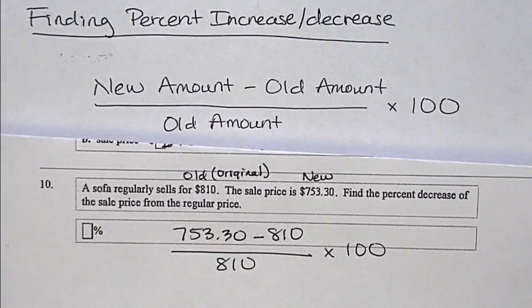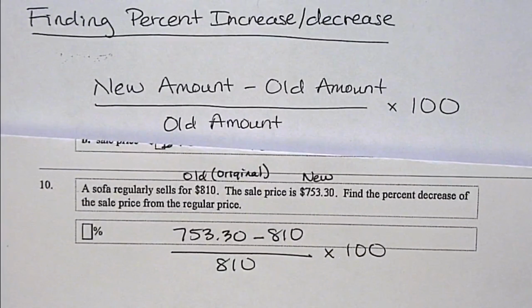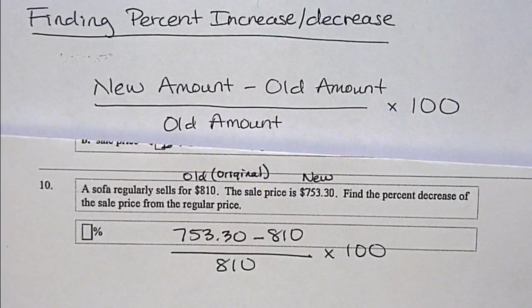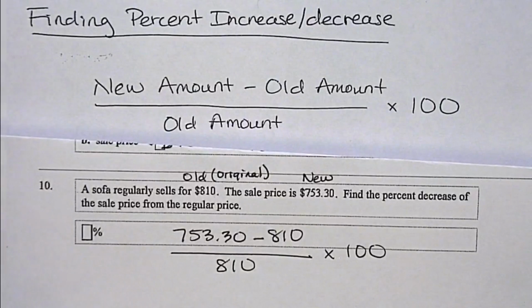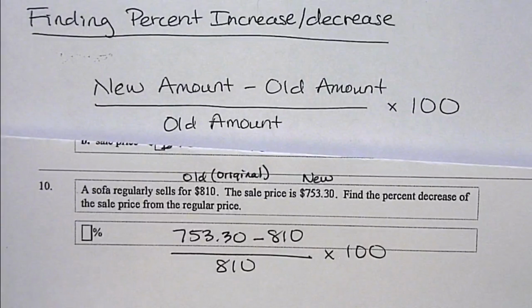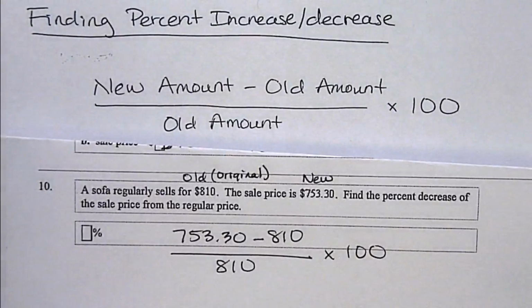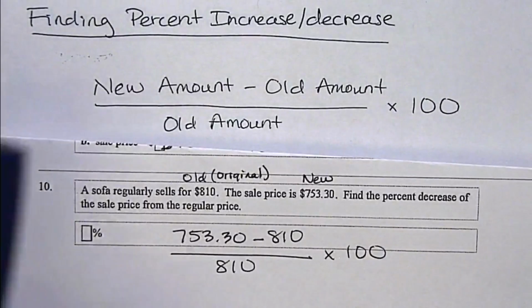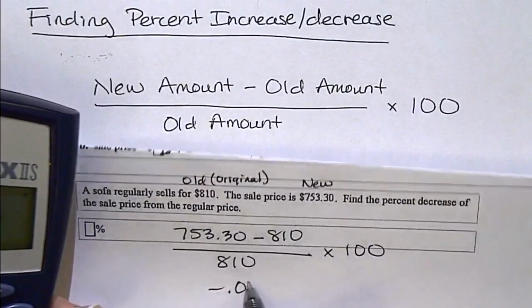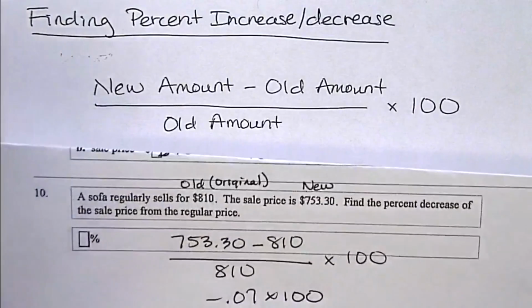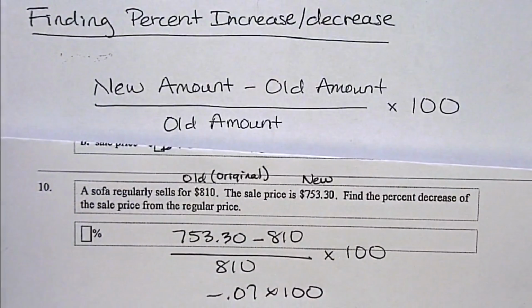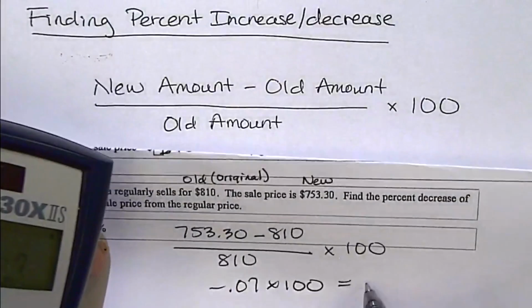So in your calculator, and I'll try to wrap this up quickly here, do the subtraction and hit equals. So you have 753.3 minus 810 equals, and you get a negative number. Then divide by the 810, and you get negative 0.07. Now multiply by 100, and that gives you a negative 7.